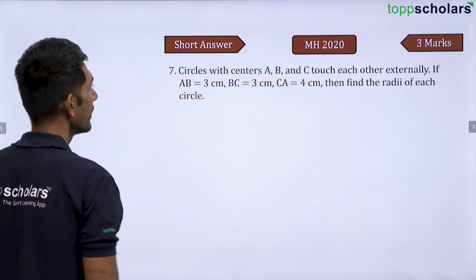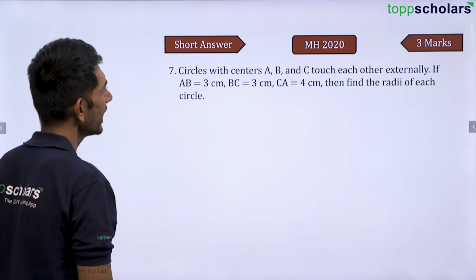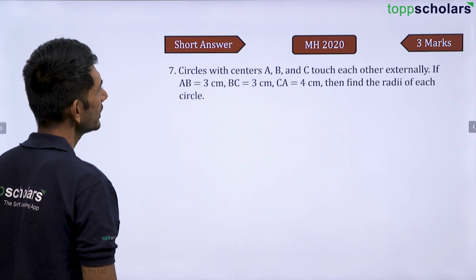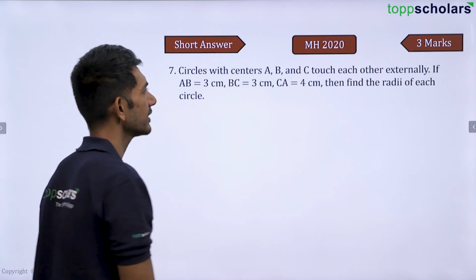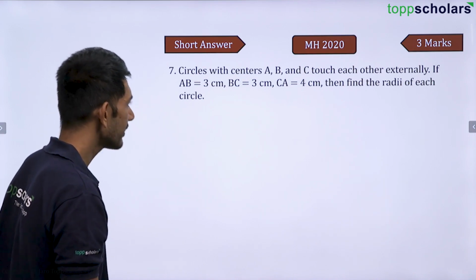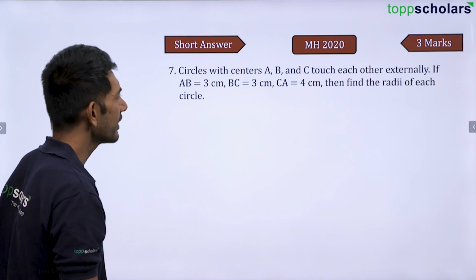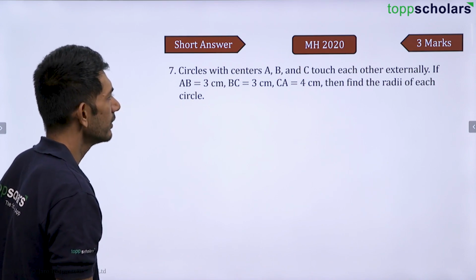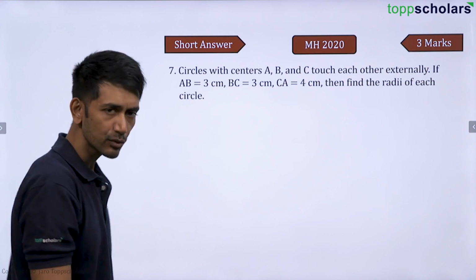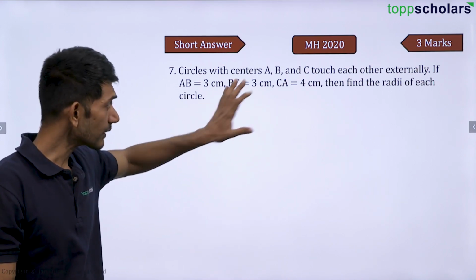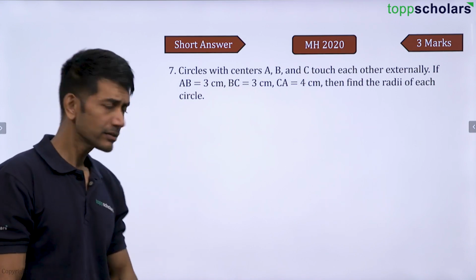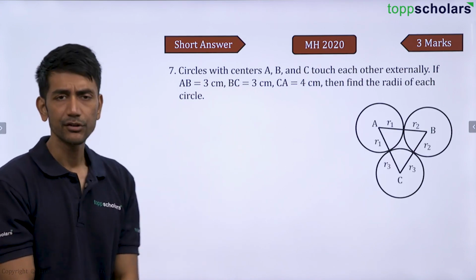It says, circles with centers A, B and C touch each other externally. If AB is 3 cm, BC is 3 cm, CA is 4 cm, then find the radii of each circle. So in this question, clearly they are giving AB, BC, CA. That means the figure will be given to us. So the figure will look something like this.